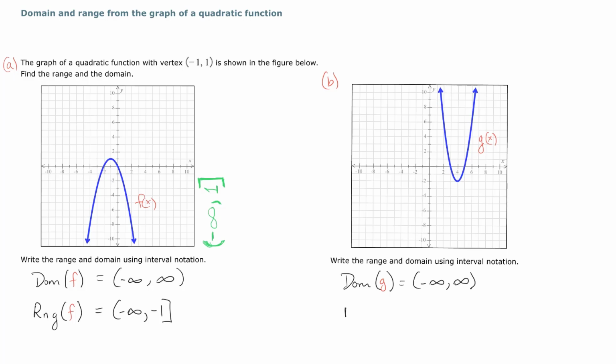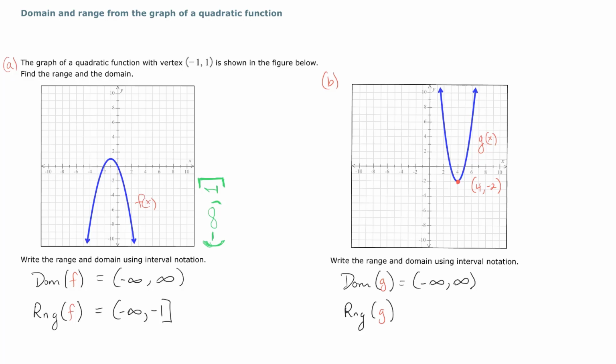If you need to, tilt your head 90 degrees to your left. And the range of g, let's read the vertex from the graph. That's going to be key. The vertex here is (4, -2). In this case, because the parabola is opening up, the emphasis here is not a maximum value, but a minimum value. So if it's concave up, the parabola is going to have a minimum.